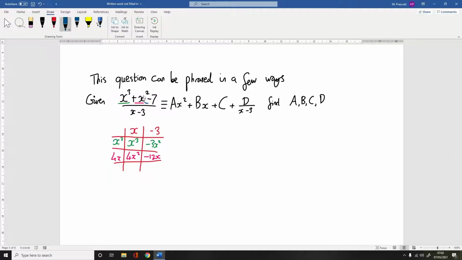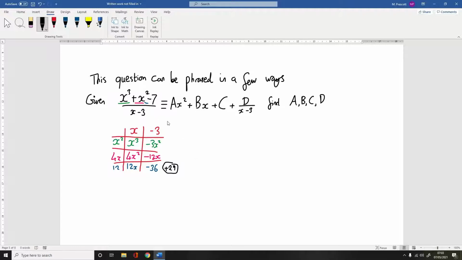You'll note that isn't part of the numerator, but you've still got to remember that it exists. Don't go straight to the minus 7 at that point. So we want plus 12x, which means this is going to be 12, and then this is going to be minus 36. But we don't want minus 36, we want minus 7, so we've got a remainder of 29.